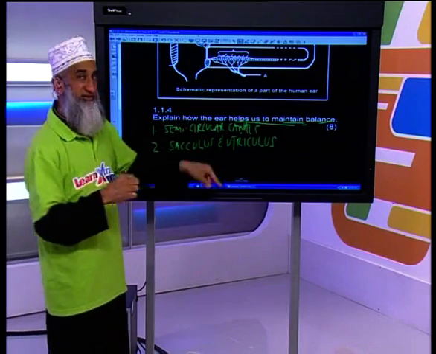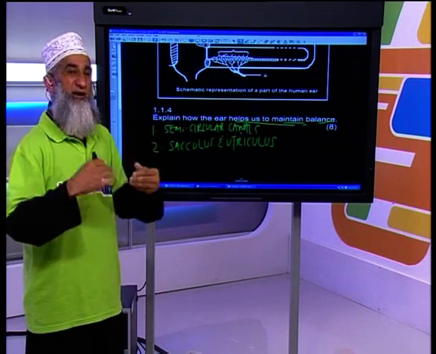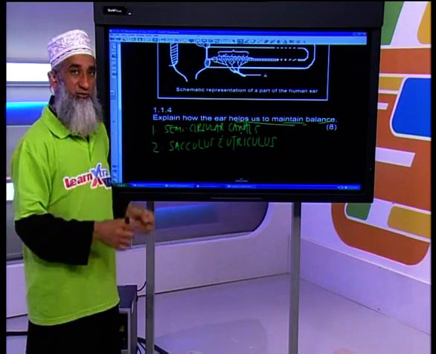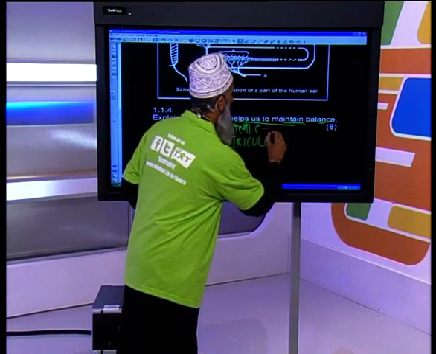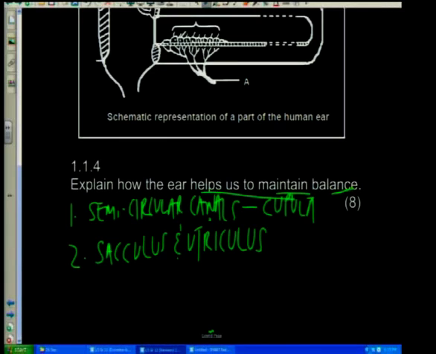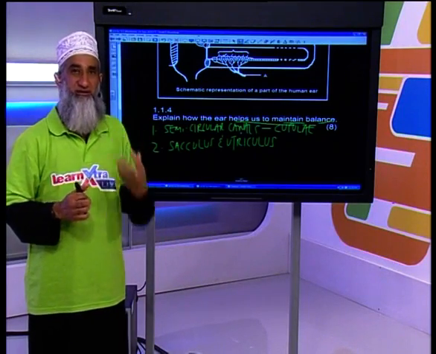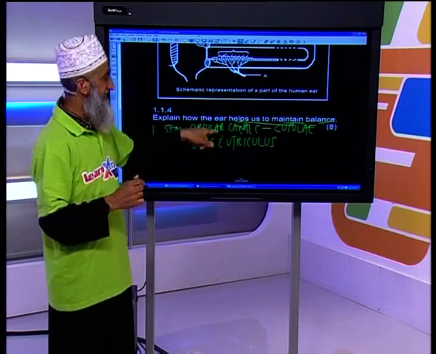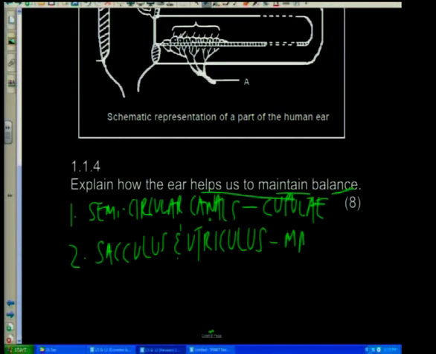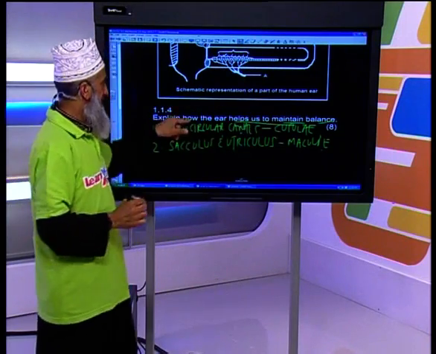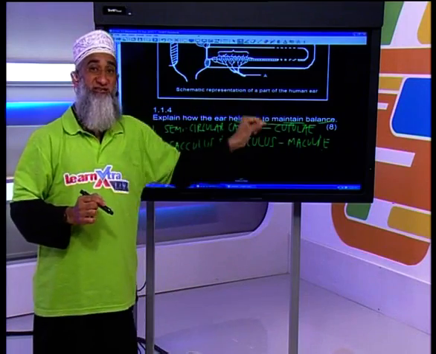The semicircular canals, notice the sound of the C coming out. Semicircular canals, I would like to say it that way. They have what we call the cupula. Notice I said the C comes out strongly. And the cupula is a coat of jelly with some hair on it. It's a sensory receptor of balance. And the sacculus and the utriculus have maculae. If you want to remember, that is S-U-M. Sacculus, utriculus have maculae. Semicircular canals, cupula, the C sound.